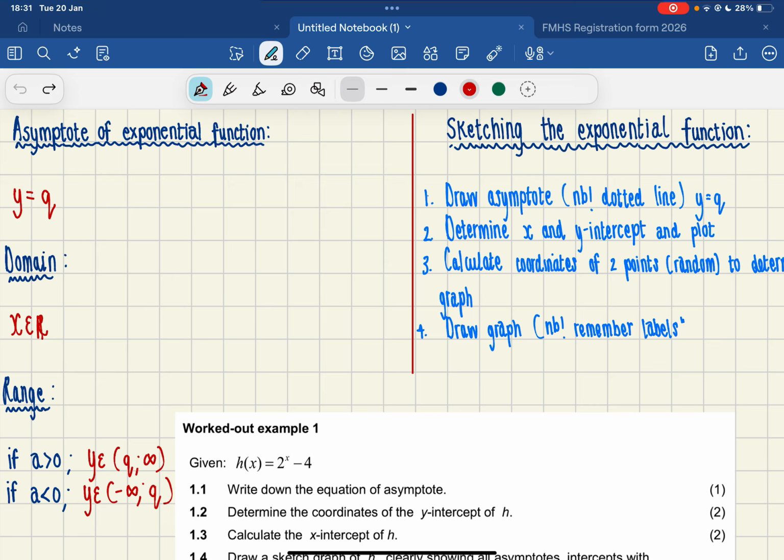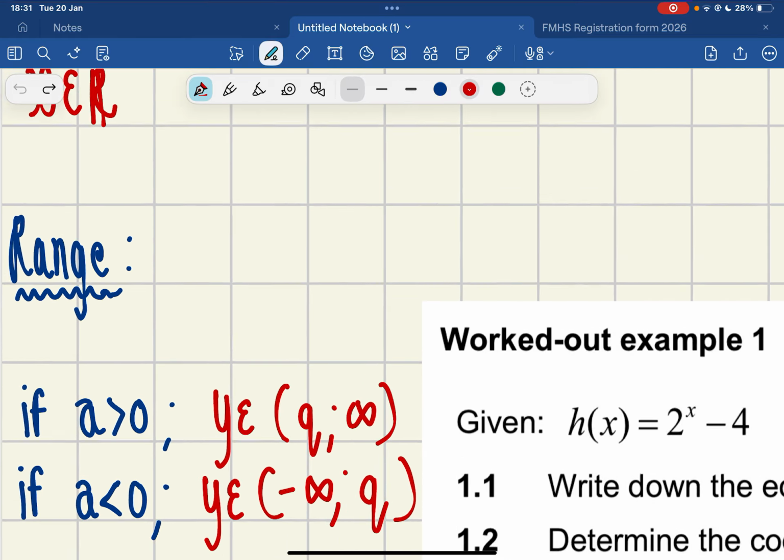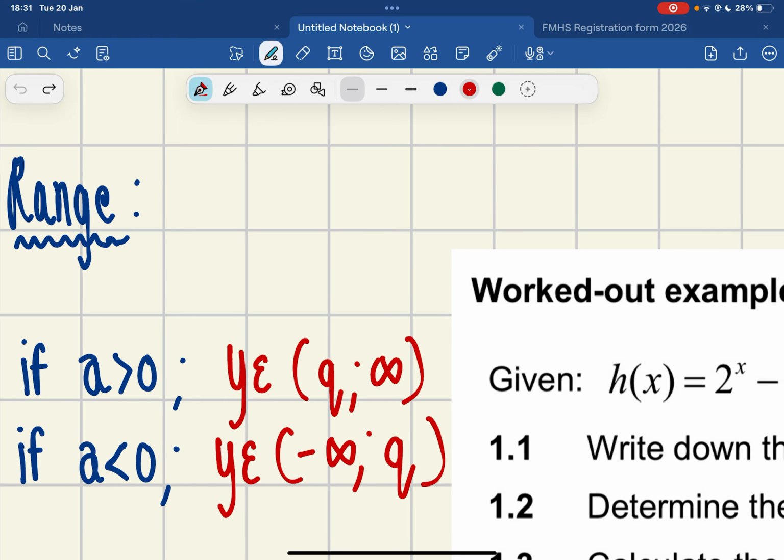Okay. Now, the domain. The domain of the exponential graph, boys and girls, is given to us as x is an element of the reals. That being said, let's move on to the range. The range seems to be a bit complicated, but it's not.